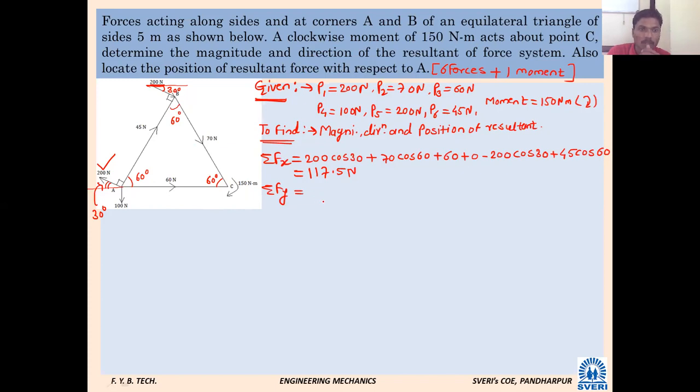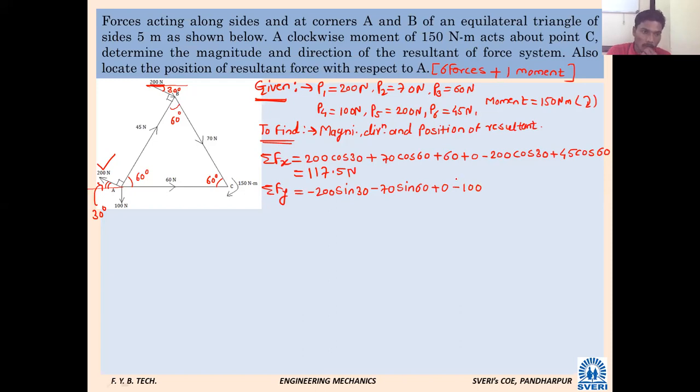Let us consider force P1. Tell me, y component of T1 force. Minus 200 sin 30. Very good. Next, 70 Newton force T2. Plus or minus? Minus 70 sin 60. Very good. Next, 60 Newton force, horizontal force, so 0. Next, 100 Newton force. Minus 100, it is vertically downward.